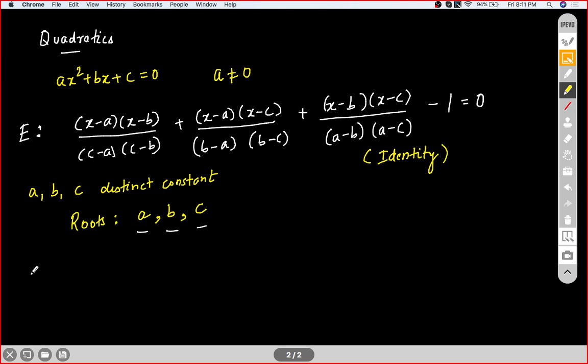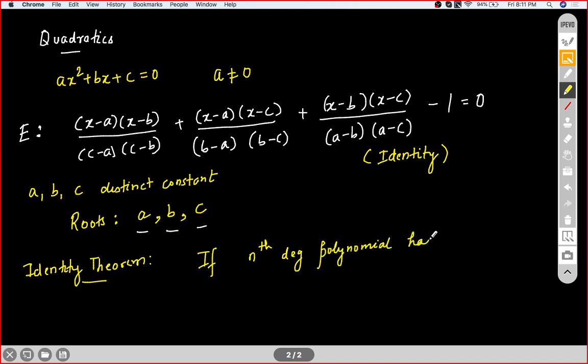Okay, there's something called the identity theorem, which is very important. The identity theorem says that if an nth degree polynomial has n plus 1 distinct roots, then the polynomial equation, I must write, is an identity. Identity means not only n plus 1, it will have infinitely many roots.